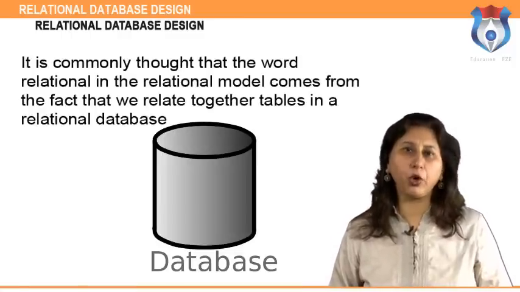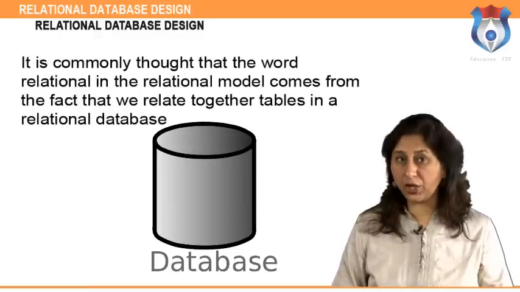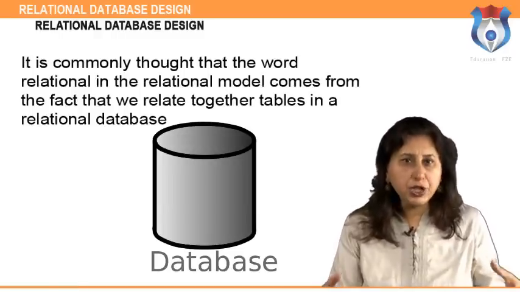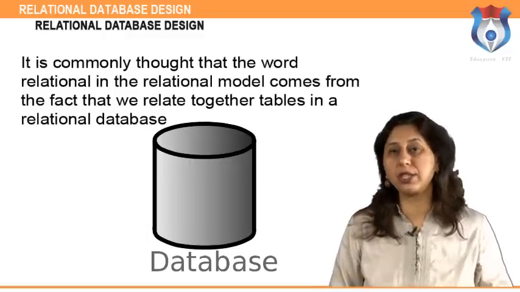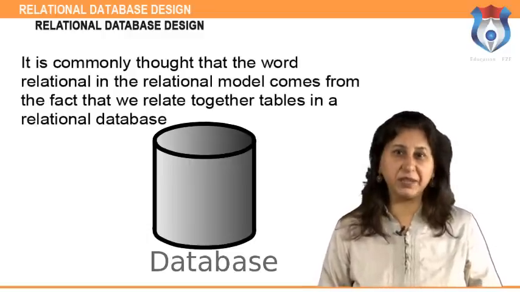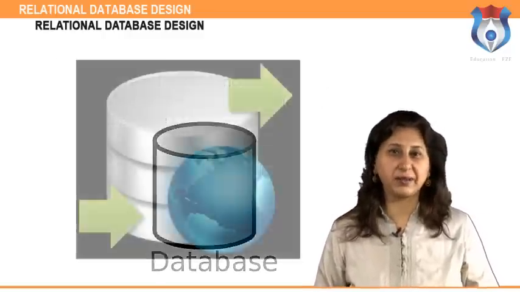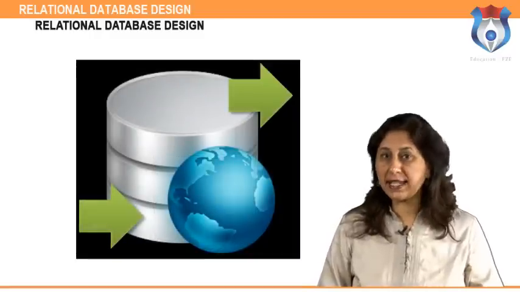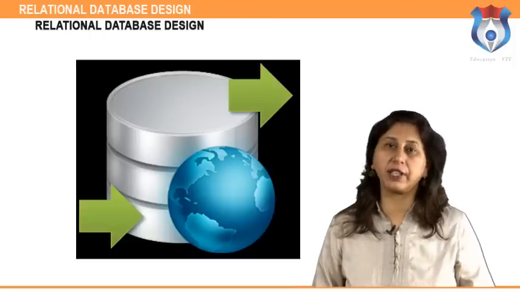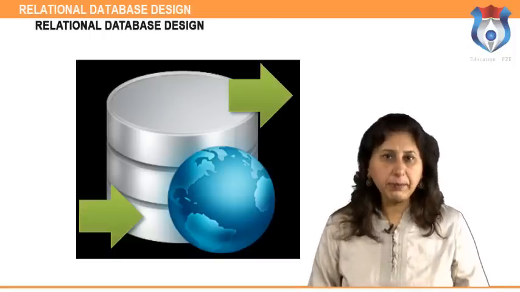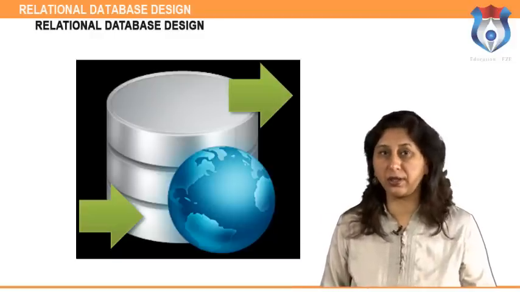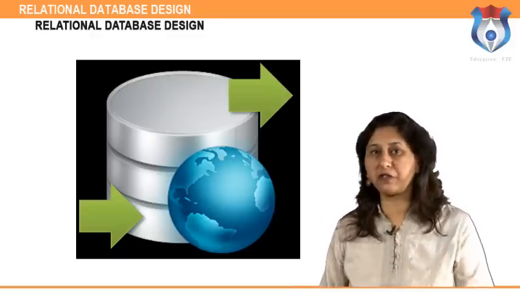It is commonly thought that the word relational in the relational model comes from the fact that we relate together tables in a relational database. Although this is a convenient way to think of the term, it's not accurate. The word relational has its roots in the terminology that Codd used to define the relational model. The table in Codd's writings was actually referred to as a relation, a related set of information.